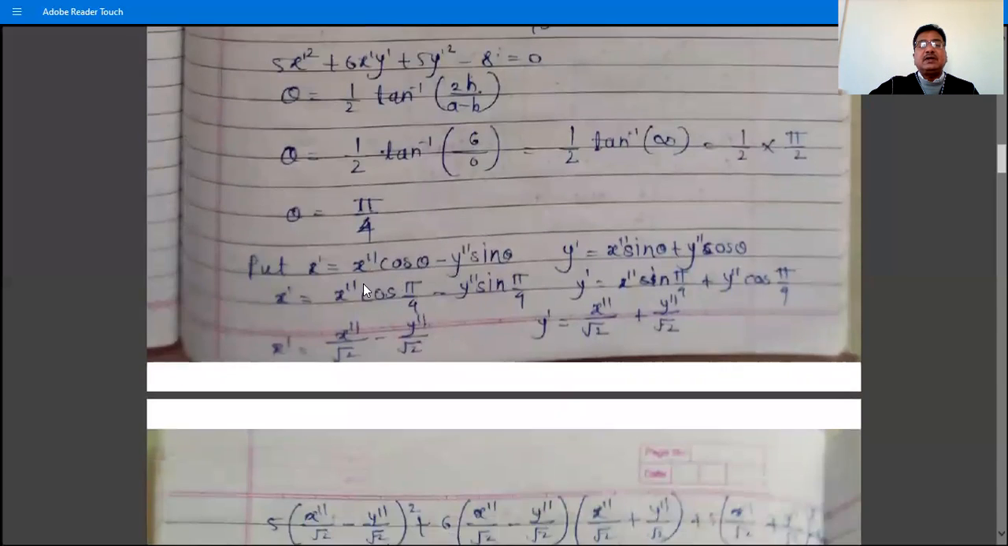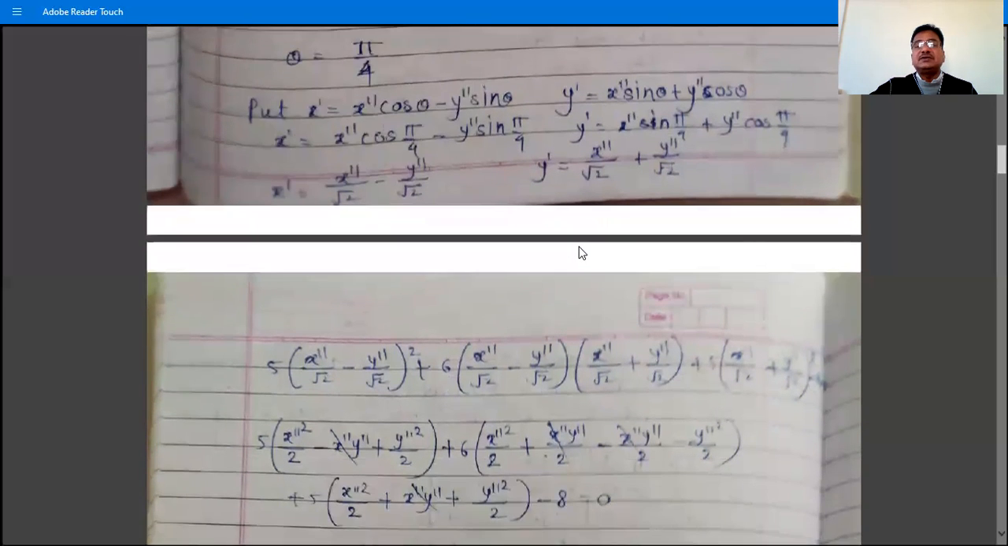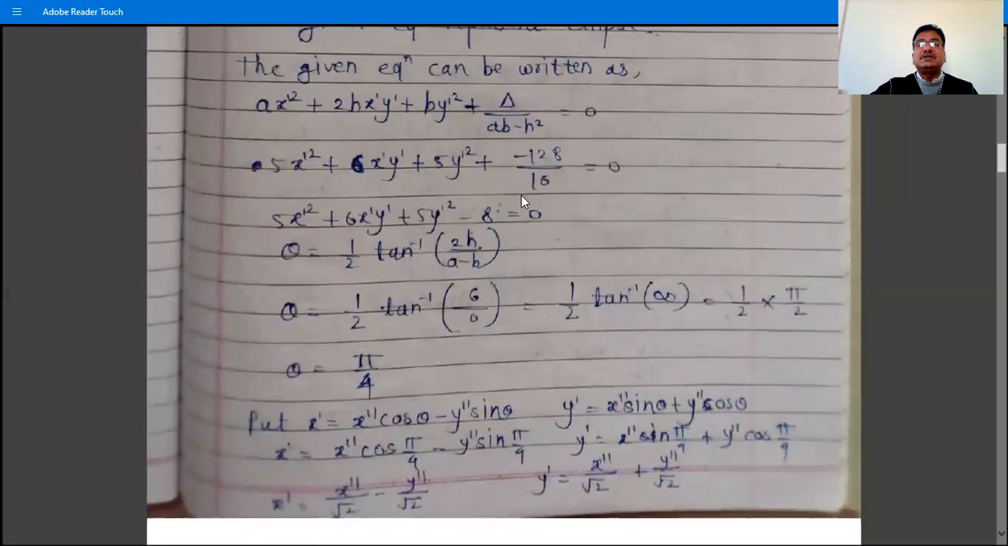Therefore, x dash is x double dash cos pi by 4 minus y double dash sin pi by 4, since theta is pi by 4. Then we have x dash as x double dash divided by root 2, since the value of cos pi by 4 is 1 by root 2 and sin pi by 4 is also 1 by root 2. So we have these values of x dash and y dash, and then substitute these values in equation number 2. This is equation number 2.